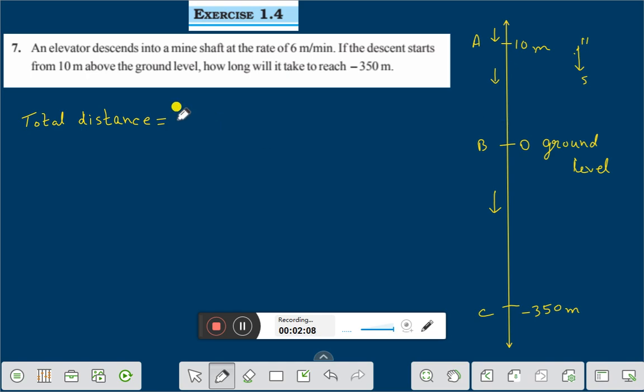That means total distance is minus 10 meter plus minus 350 meter, and that comes to minus 10 meter minus 350 meter, and it comes to minus 360 meter.